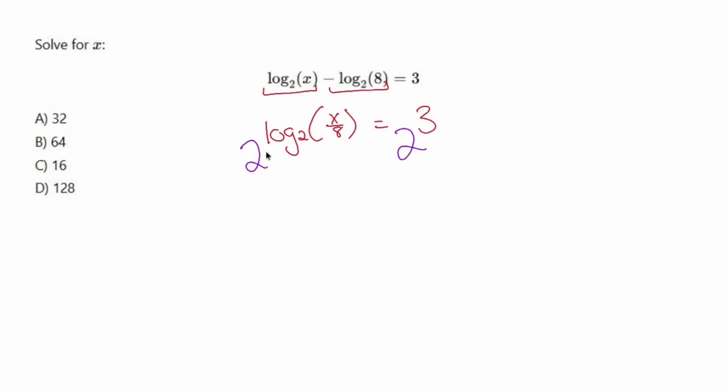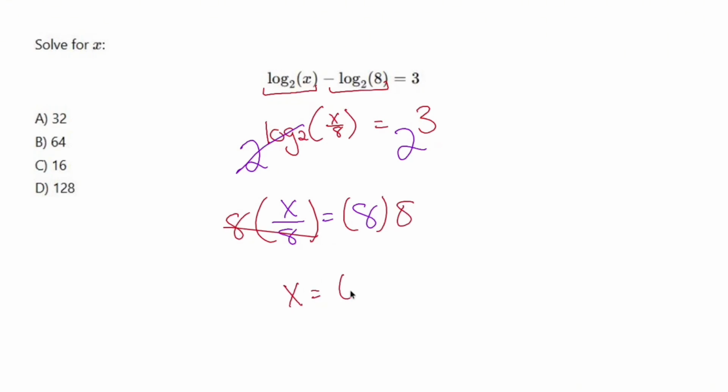Now, 2 to the log base 2 of stuff allows the 2 and the log base 2 to cancel out, and I could just drop down whatever's left in that parentheses. That's going to equal 2 to the 3rd power, which is 8. Now it's just a matter of me solving for x by multiplying both sides by 8, and 8 times 8 is 64. So my answer is B.